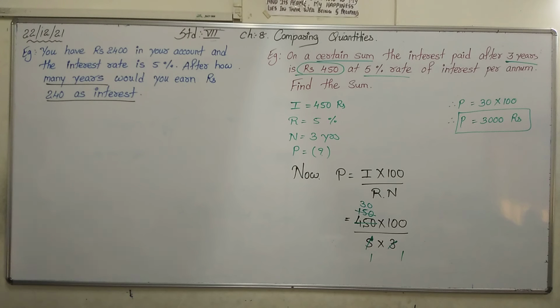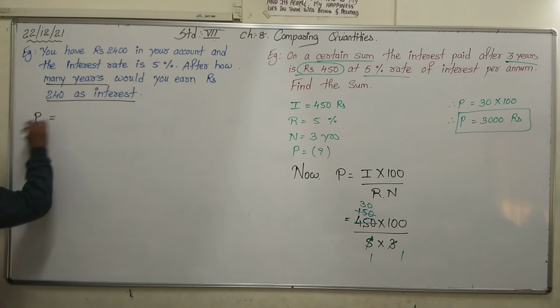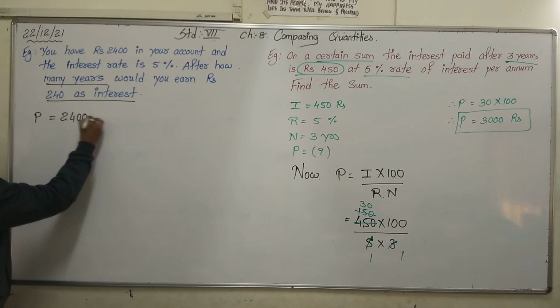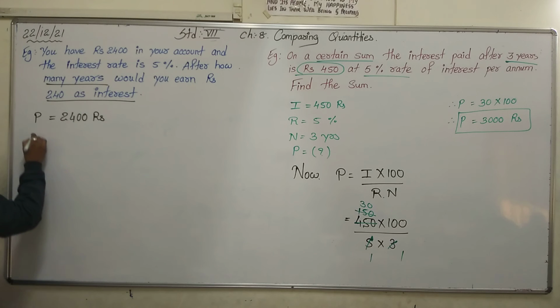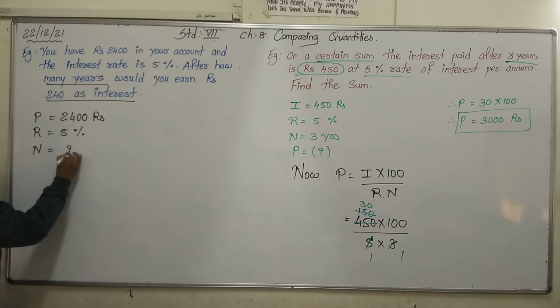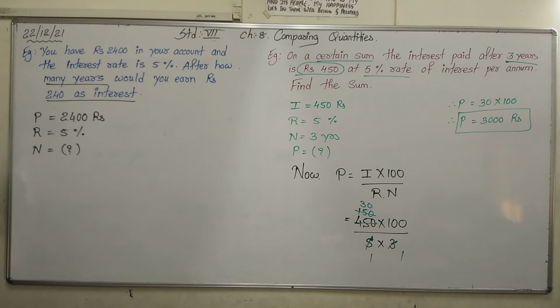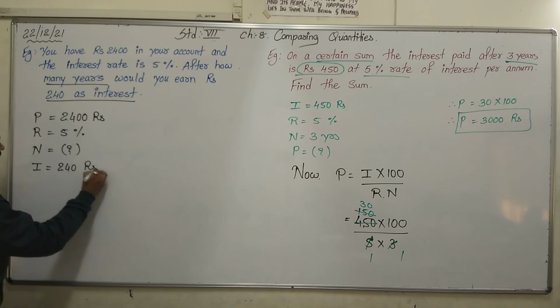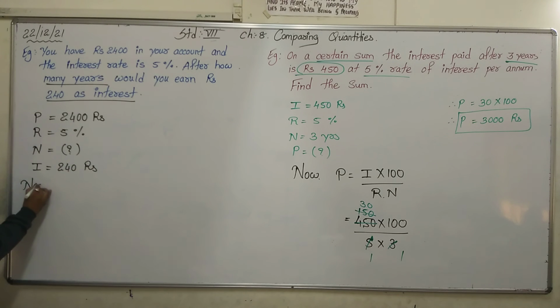Right? So let's write the things given to us. What is given to you? Principal, that is 2400 rupees. Rate of interest 5%. Number of years, that we have to find. Right? What else is given? Interest, that is 240 rupees. Now again we are very familiar about the formula.